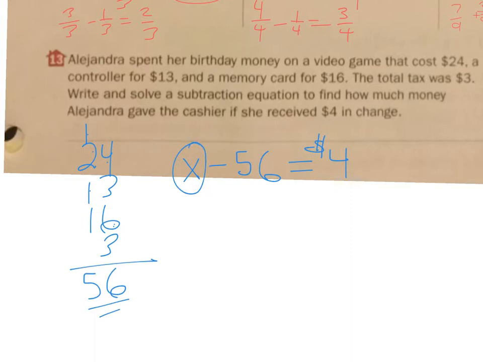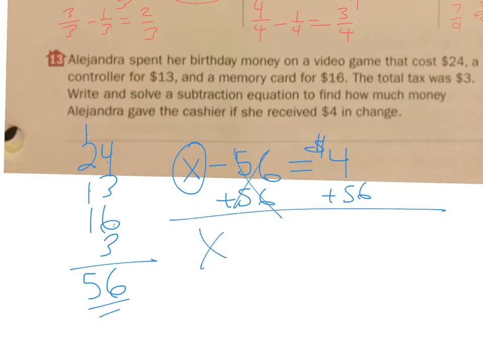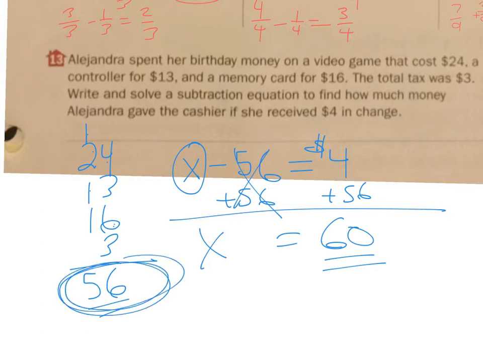We don't know what, let's call X, the money she gave to the cashier. So she gave this much money, and the cashier took the money, saying, okay, you spent 56, and then said, here's $4 in return. So I want to find out what X is. X will tell me how much money she gave the cashier. So I'm going to add 56 to both sides, plus 56. When I do that, I get X. These cancel. 56 plus 4 is 60. So she must have given her like 3 20s, maybe a 50 and a 10, but she gave the cashier $60 for the cost of all of her stuff that cost 56, and then she got $4 in change. So X equals 60.